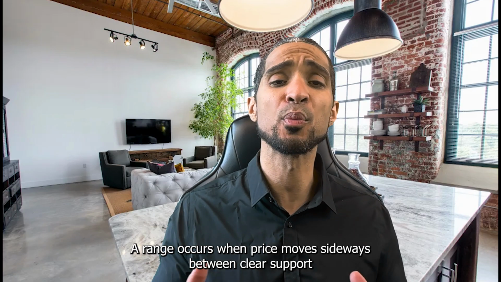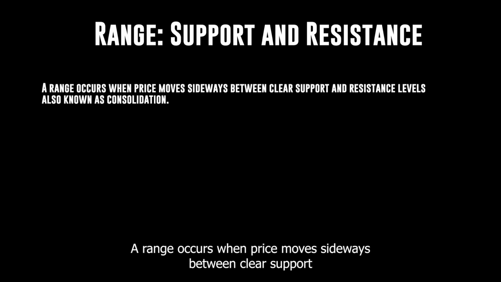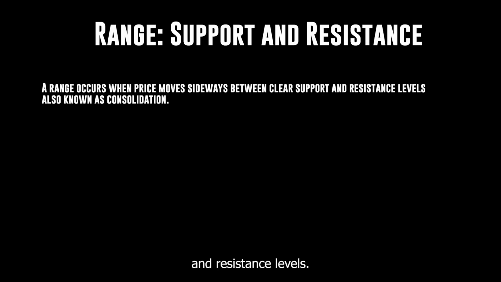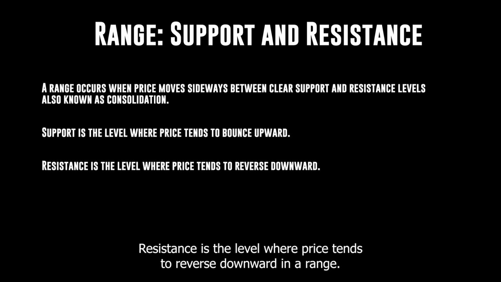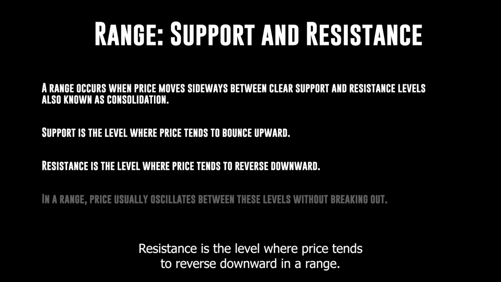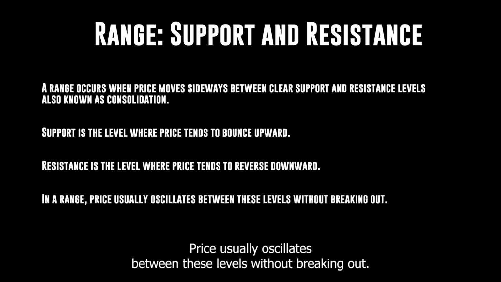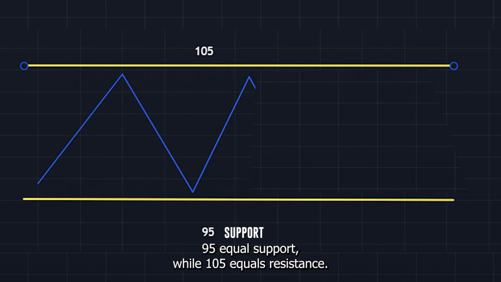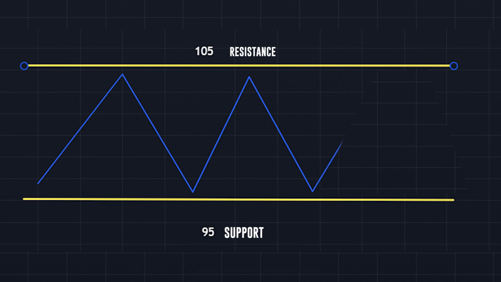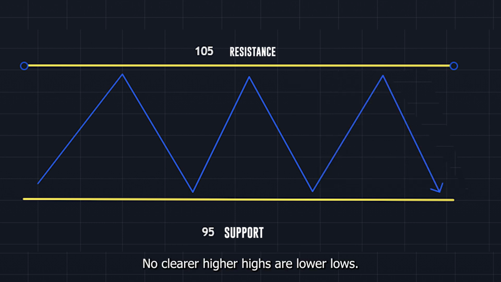A range occurs when price moves sideways between clear support and resistance levels, also known as consolidation. Support is the level where price tends to bounce upward. Resistance is the level where price tends to reverse downward. In a range, price usually oscillates between these levels without breaking out. Example, price bounces between 95 and 105 repeatedly. 95 equals support, while 105 equals resistance. No clear higher highs or lower lows.